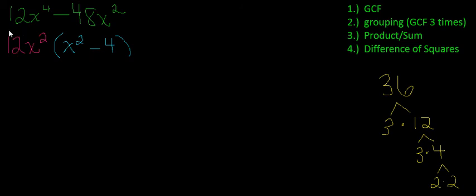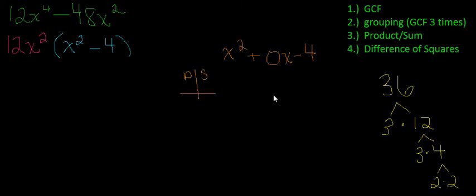Now in this case, once you have a monomial on the outside, 12x squared, you don't need to write that in completely factored form. You don't have to write that with prime factorization. But you do need to look at all of your other factors to see if they can be broken down. In this case, x squared minus 4 can be broken down. We can't use grouping because there's only 2 terms here, but we can use the product sum, and there's a couple of different ways that we can look at this.